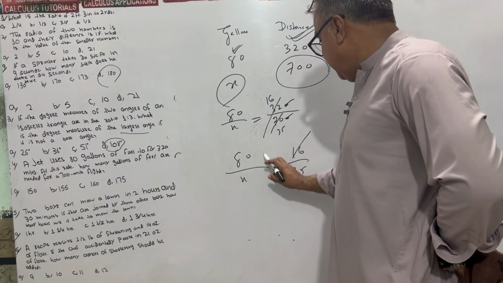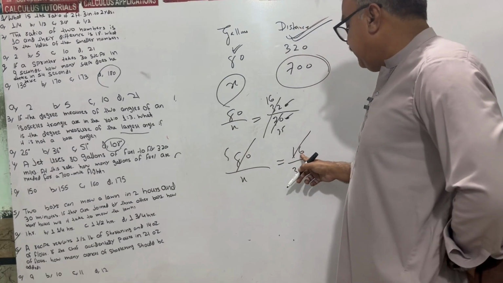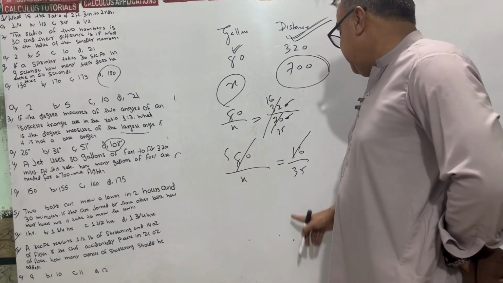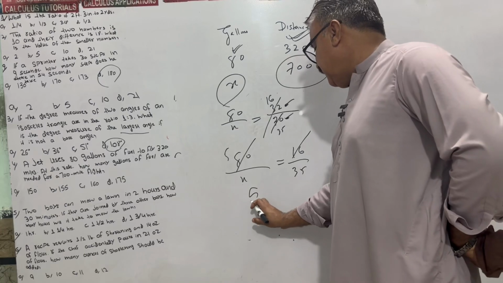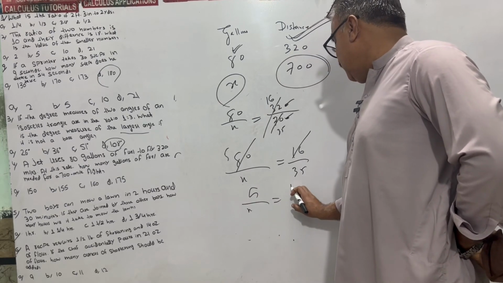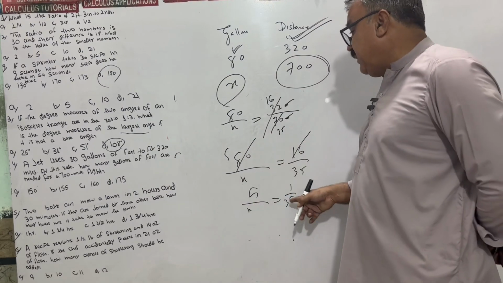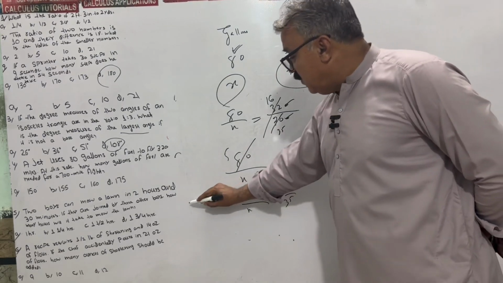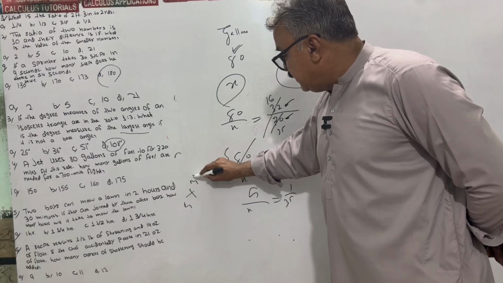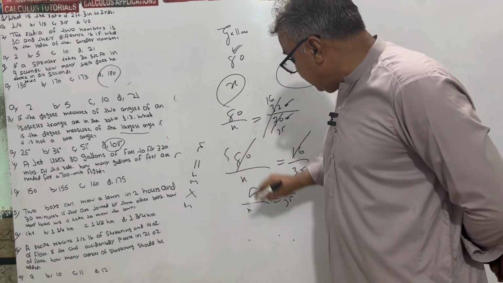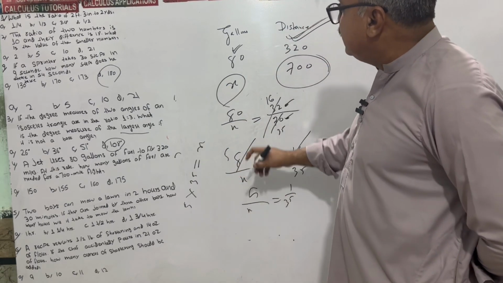I can apply a table here. 5 times 16 is 80. So I have 5 over x is equal to 1 over 35. Or one can take direct cross multiplication from here. It will become 5 times 35 is equal to x. That's our answer.